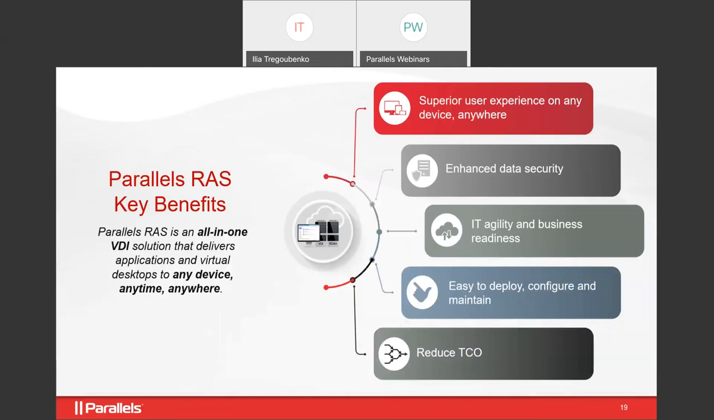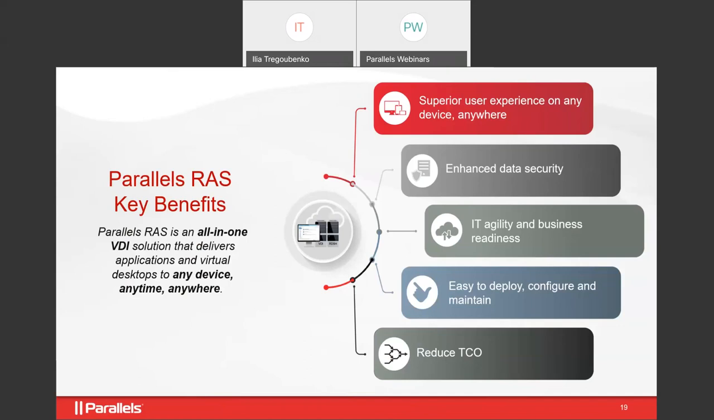So these are some of the key benefits of Parallels Remote Application Server. Obviously, superior user experience on any device, anywhere. This is probably the main thing I hear from end users, that they're blown away by the experience. Obviously, the ease of deployment, so it's easy to deploy, configure, and maintain. Parallels RAS streamlines the deployment and maintenance of VDI and RDSH infrastructures by providing a set of tools directly available from the central console, such as configuration with wizards, multi-tenancy management, auto-provisioning, auto-scaling, automation, and more. Everything is done through the one console. You don't need to alt-tab through different windows.